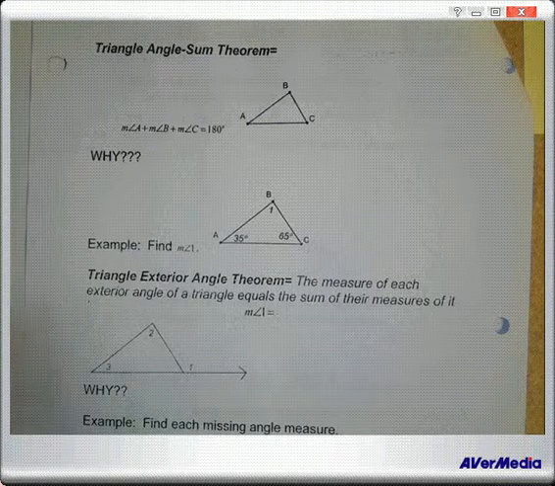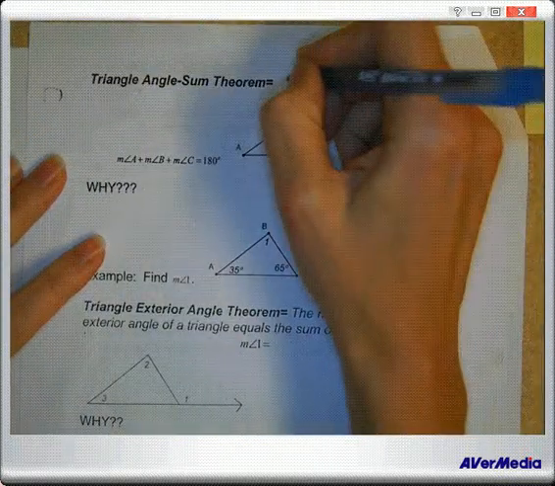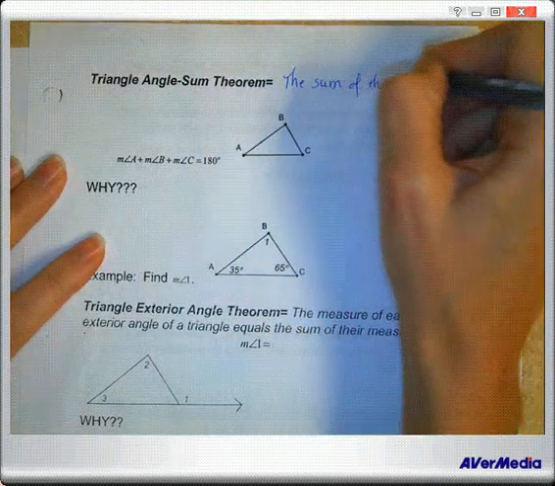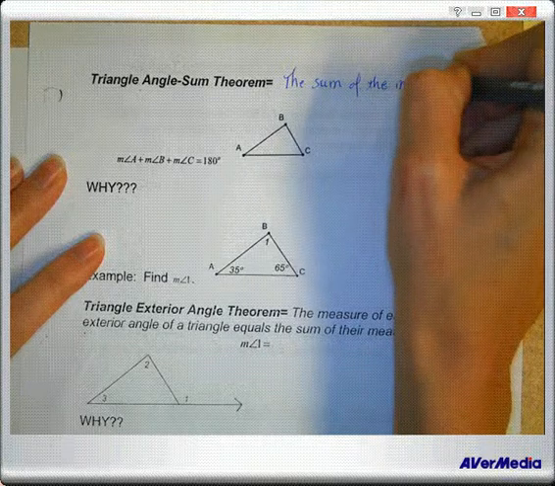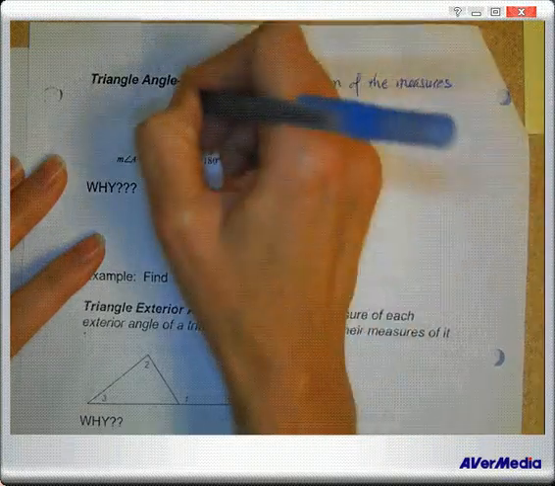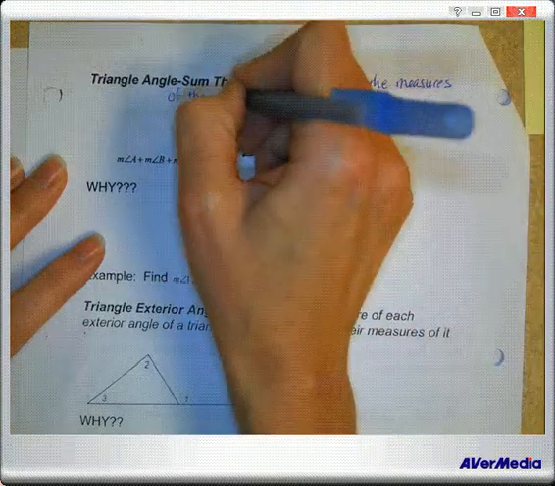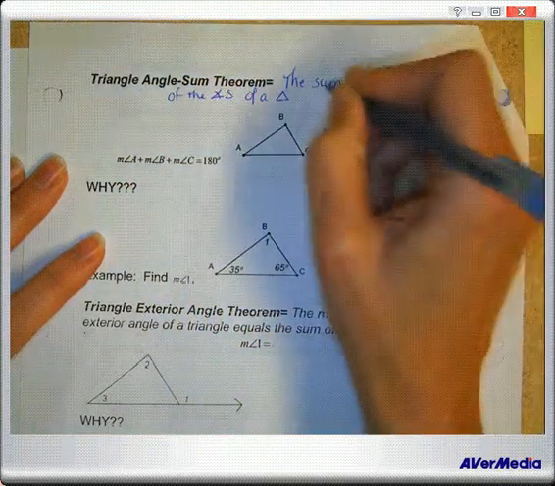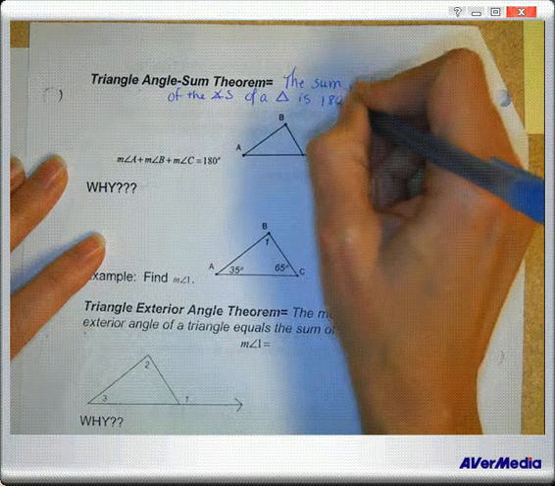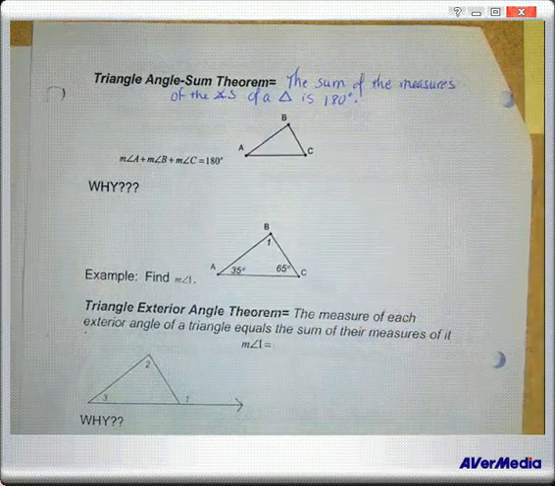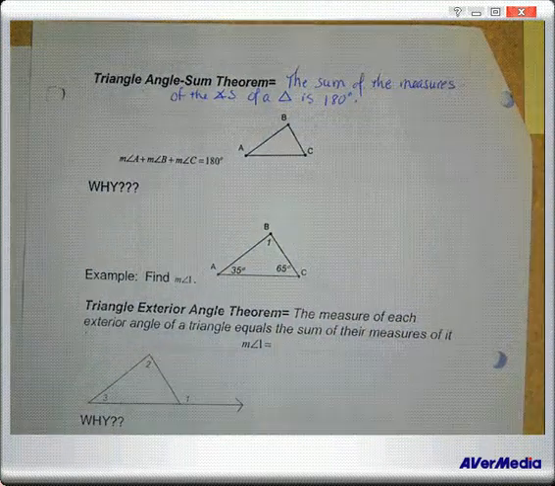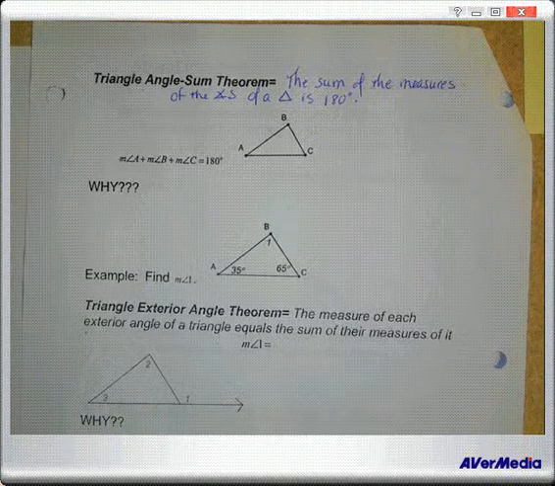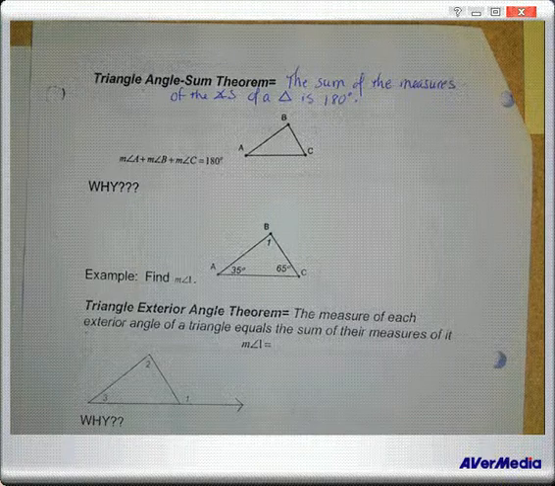And the triangle angle sum theorem is the following. The sum of the measures of the angles of a triangle is 180 degrees. It's kind of the magical number, 180 is. You know, a linear pair has the sum of 180 degrees. Supplementary angles have the sum of 180 degrees. So it works out pretty good.